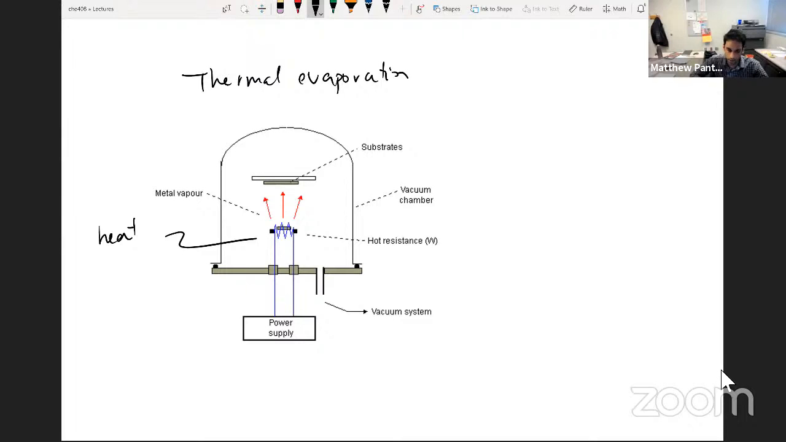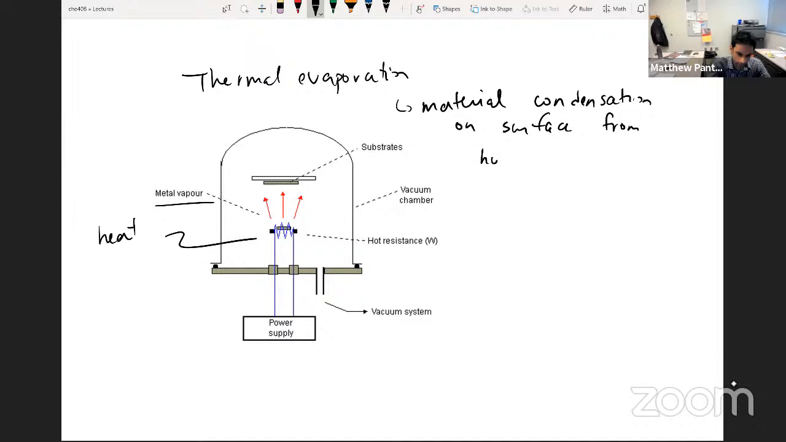The material in there may melt or sublimate. And because of the vapor pressure of the material that results, you'll get deposition upwards. The vapor will rise off of this. So you have metal vapor and it deposits onto the substrate. So again, this is a way that you have metal condensation, or material condensation, on the surface from hot vapor.